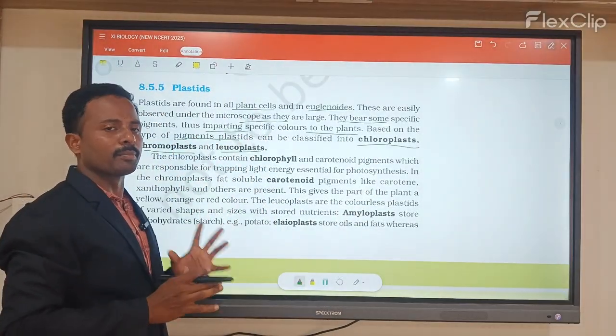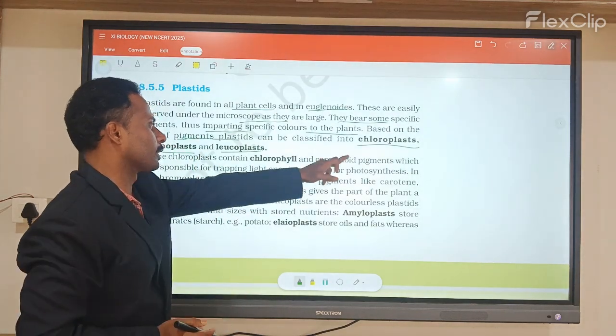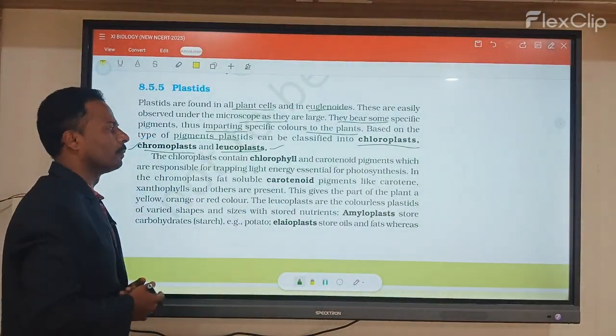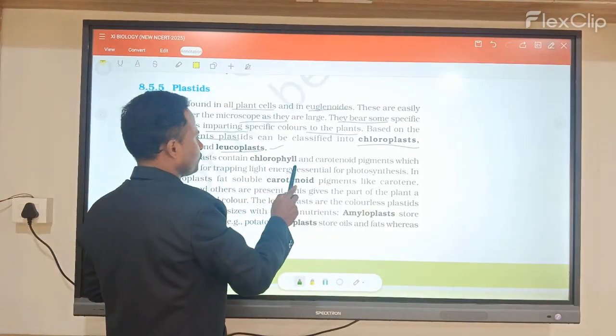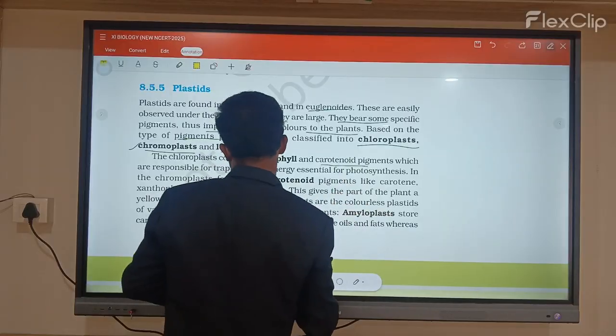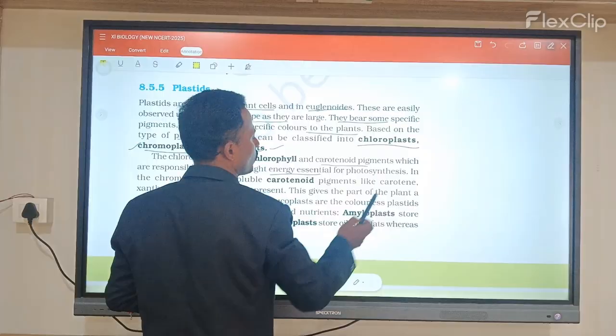So based on the pigmentation, how many types of plastids are there? Three types. One is chloroplast, the second one is chromoplast, and the third one is leucoplast. First, the chloroplast contains chlorophyll and carotenoid pigments, which are responsible for trapping the light energy essential for photosynthesis.